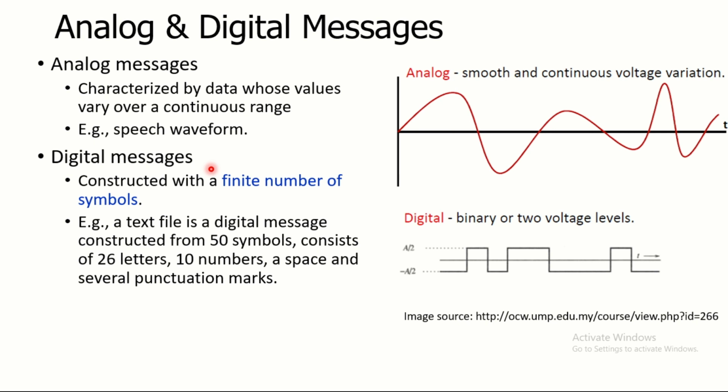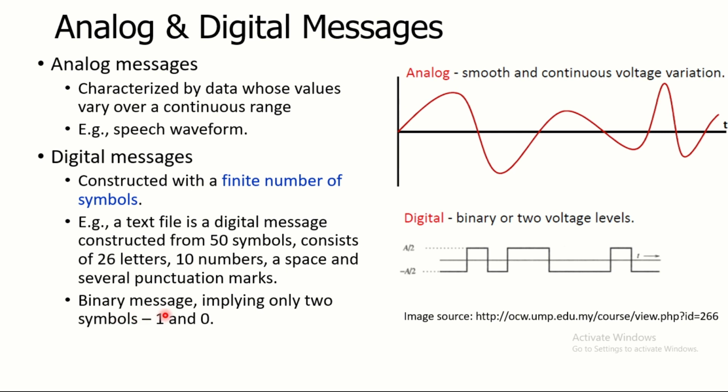Then we have digital message. In case of digital message, the message is made of a finite number of symbols. For example, if you have a text message, inside the text message you will have any of the 50 symbols. For example, you will have a combination of English letters, which are 26 in total. Similarly, we have 10 numbers, so you will have a combination of these 10 numbers. Then you can have a space, and there are several punctuation marks. So any text file or text message will be made of a combination of the 50 symbols. That's why we say that digital message is made of a finite number of symbols.